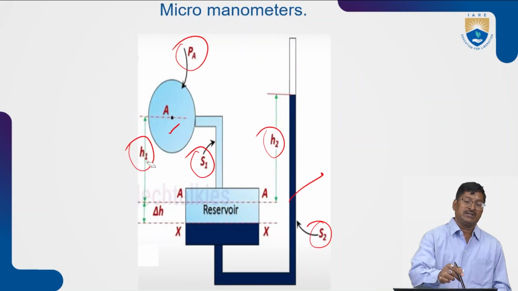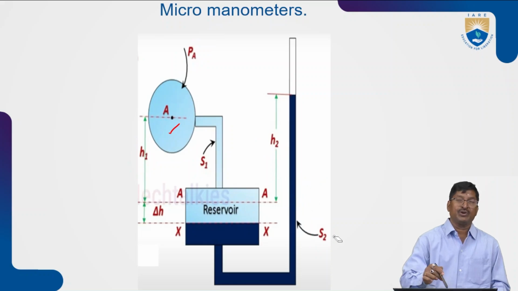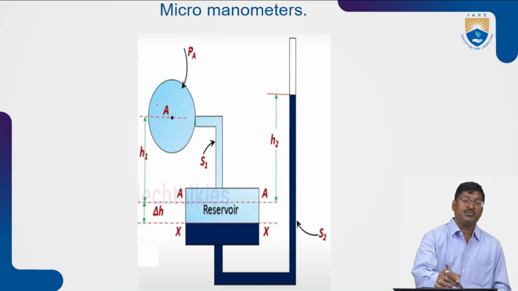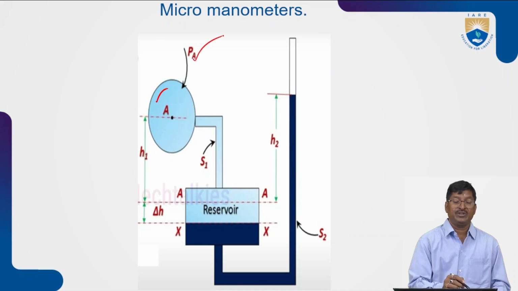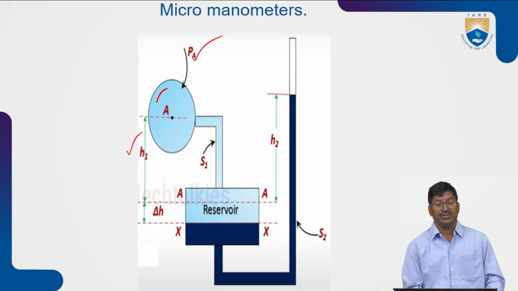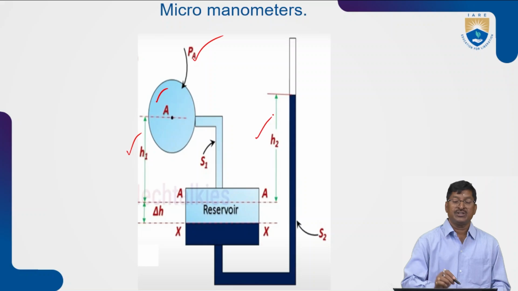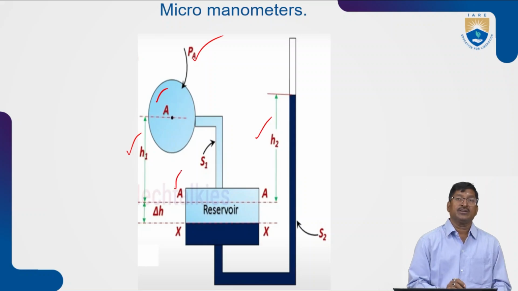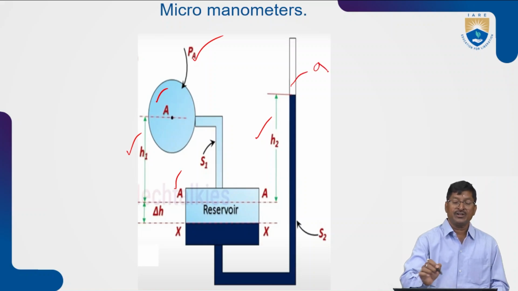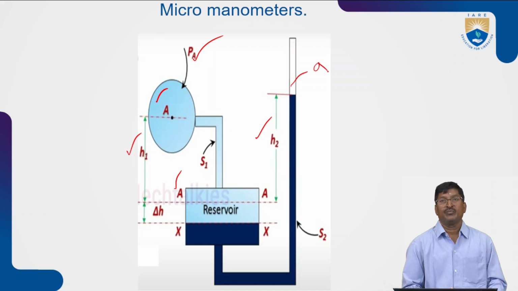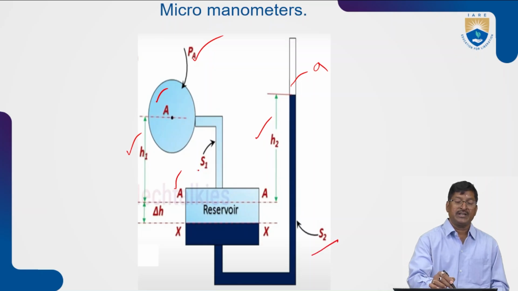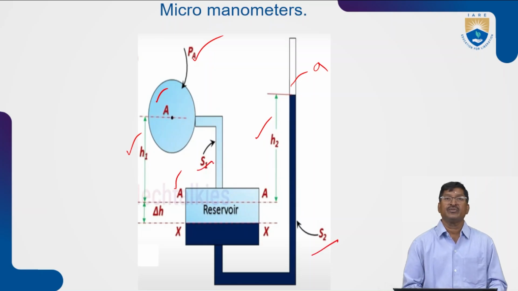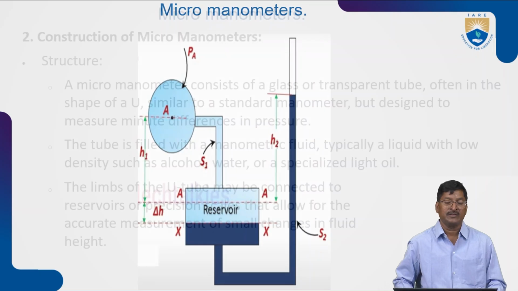So here you can see the figure of the micromanometer. It is a pipe, fluid is there, pressure is PA, H1 is the height of the point K above the datum line, and H2 is the height of the manometric fluid above the datum line. Capital A is the area of the reservoir, small a is the area of the right limb, and S2 and S1 are the specific gravities of fluids present in the pipe, left limb and right limb respectively.